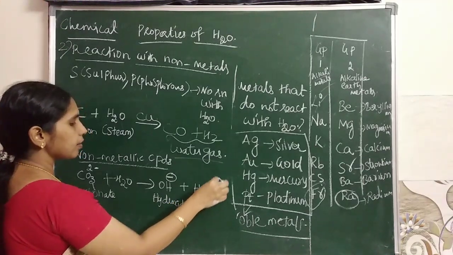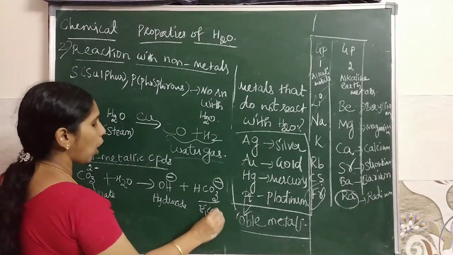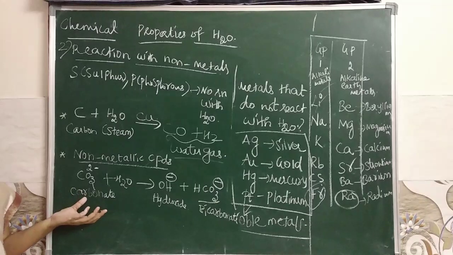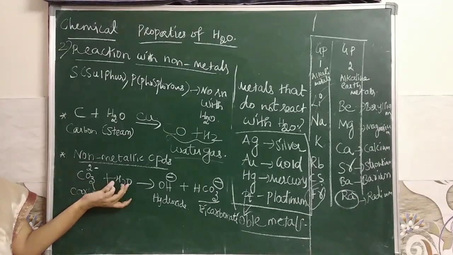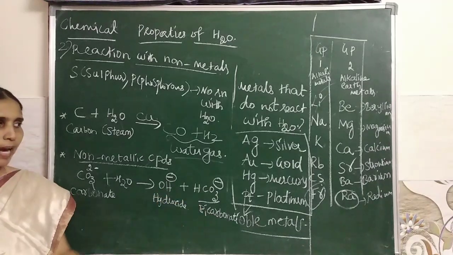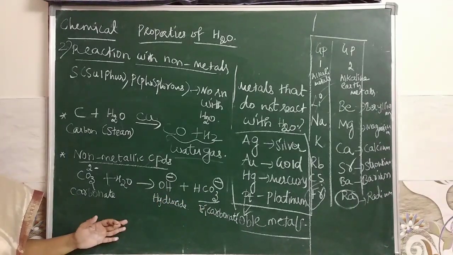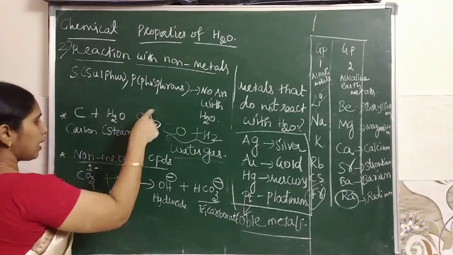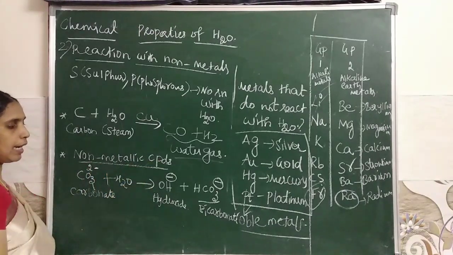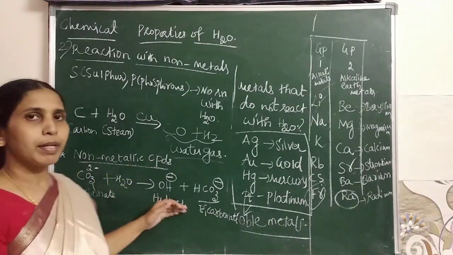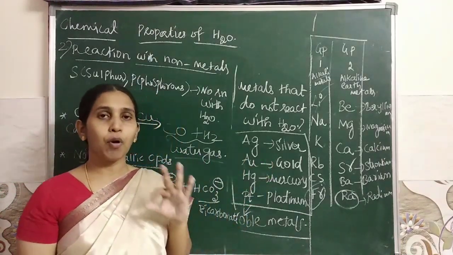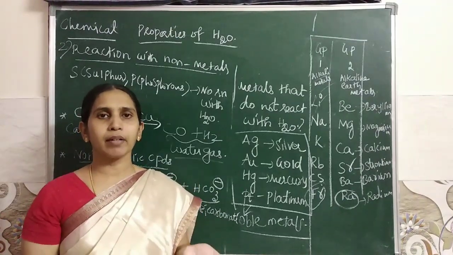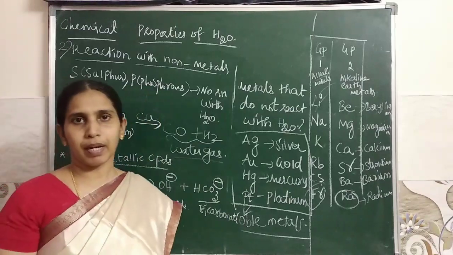Okay. HCO3 minus is bicarbonate. Can you understand, students? Carbonate reacts with water, forming hydroxide and bicarbonate. Okay? So these are the reactions of water with non-metals, and here the reaction with non-metallic compounds. So what are the metals that do not react with water? Noble metals: gold, silver, platinum, mercury. And what are the non-metals that do not react with water? Sulfur and phosphorus. Okay.